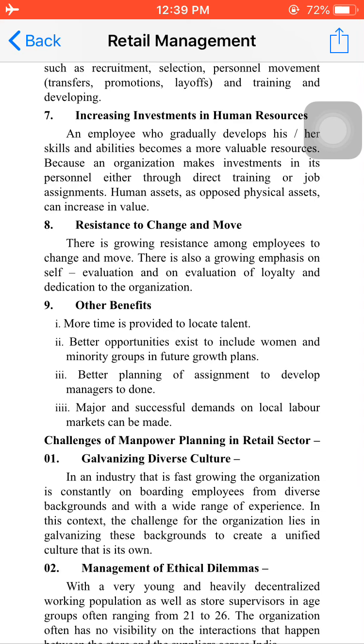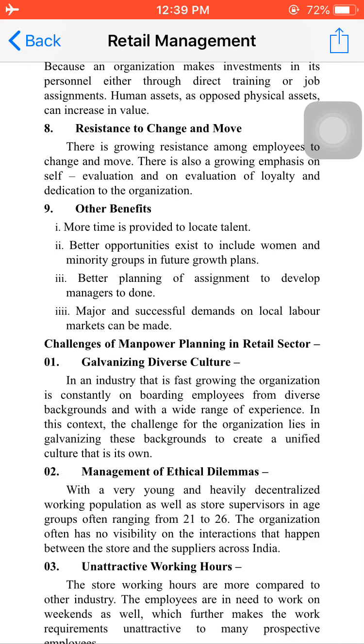Next one is other benefits. Other benefits are like allocating the right person for the right job, better opportunities for women and minority groups. Next one is better planning of assignments to develop managers, so that major and successful demands on labor and local labor markets can be met. These are the various functions of human resource planning.